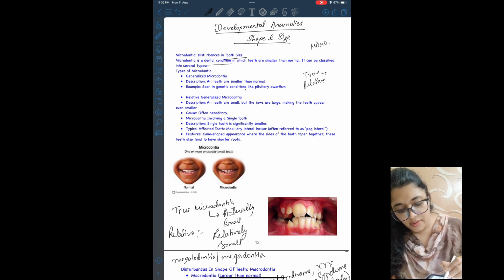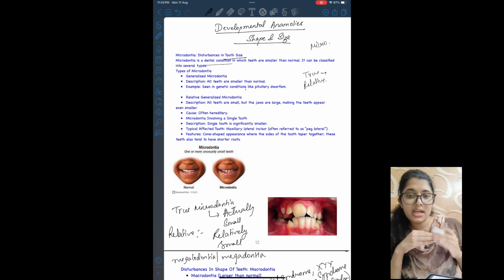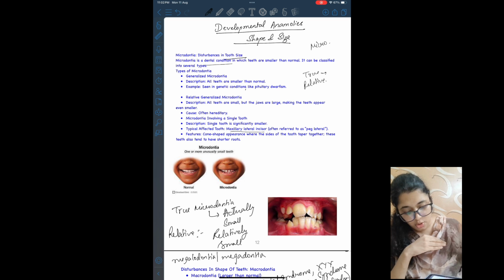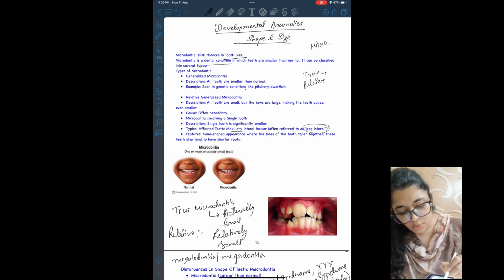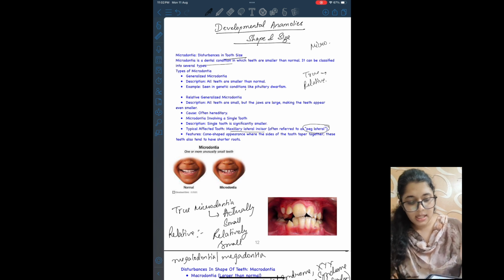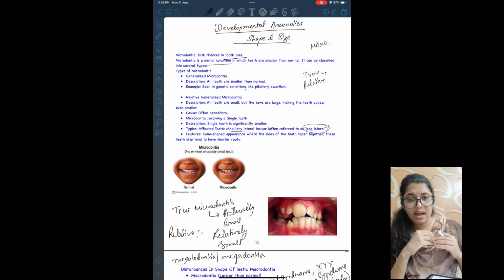Microdontia involving a single tooth can also occur. A single tooth is significantly smaller compared to the other teeth in the jaw. Typically the affected tooth is the maxillary lateral incisor, often seen as peg laterals. It has a cone-shaped appearance where the sides of the tooth appear tapered. These teeth also tend to have shorter roots.